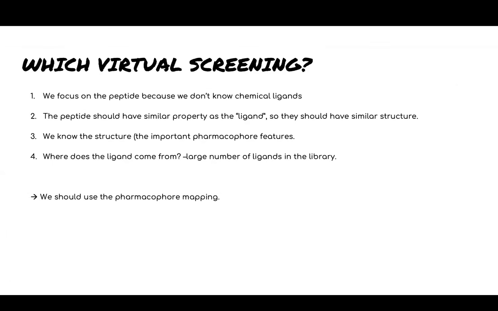After knowing the concepts about both the virtual screening and the aim of project, we can conclude that firstly, we focus on the peptide because we don't know chemical ligands. Secondly, the peptides should have similar property as the ligand, so they should have similar structures. Thirdly, we know the important pharmacological features. Lastly, the ligand comes from random library.